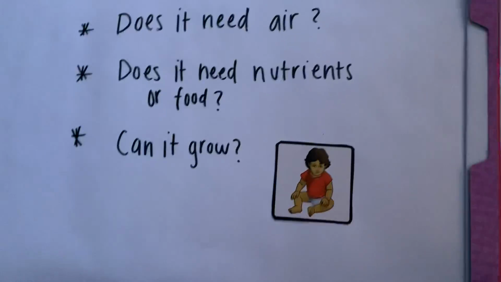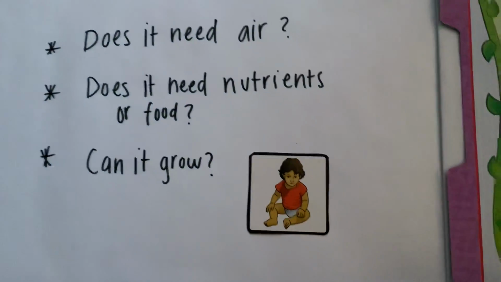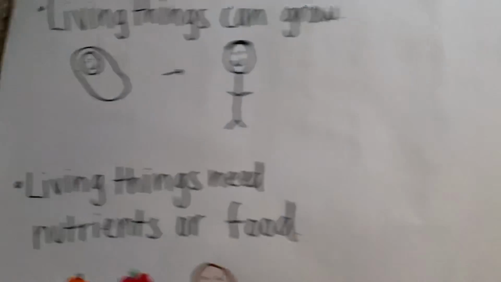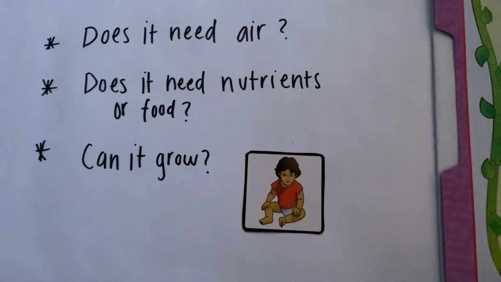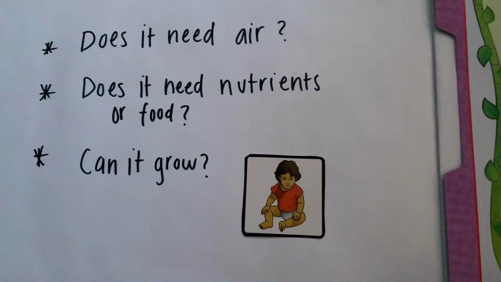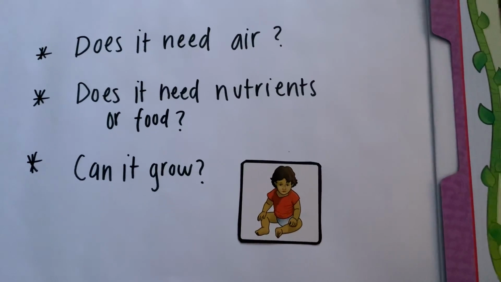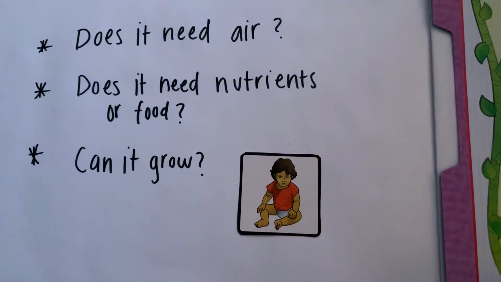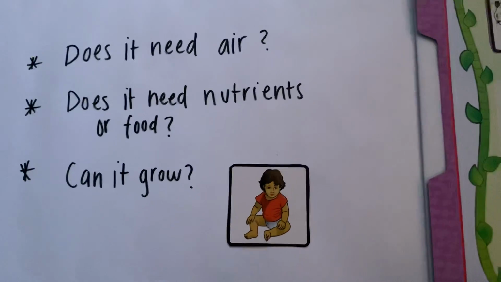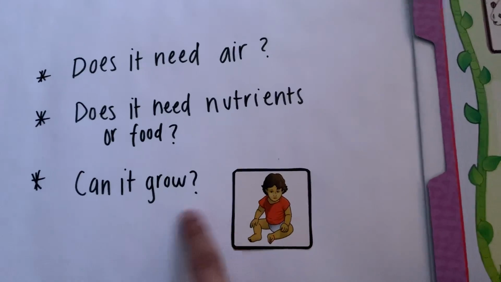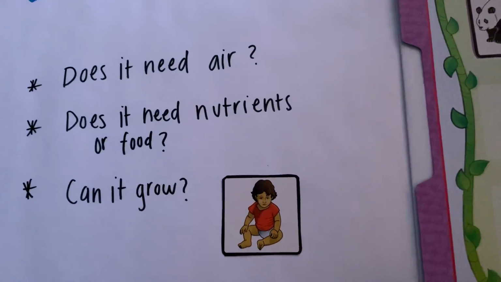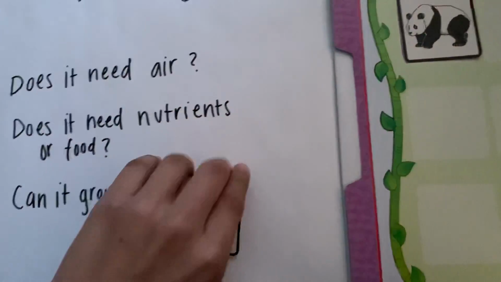This is a baby. So remember when we talked about the baby here? So let's think about this. Does a baby need air? Yes, a baby needs air to breathe. Does a baby need nutrients or food? Yes, a baby needs to eat its food so that it can grow, right? Like you have. So can a baby grow? Yes, it can. So a baby is a living thing.